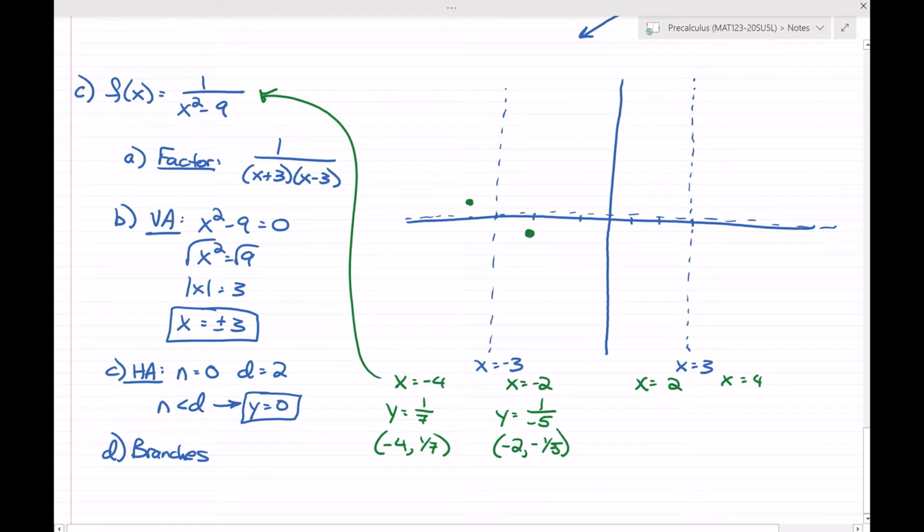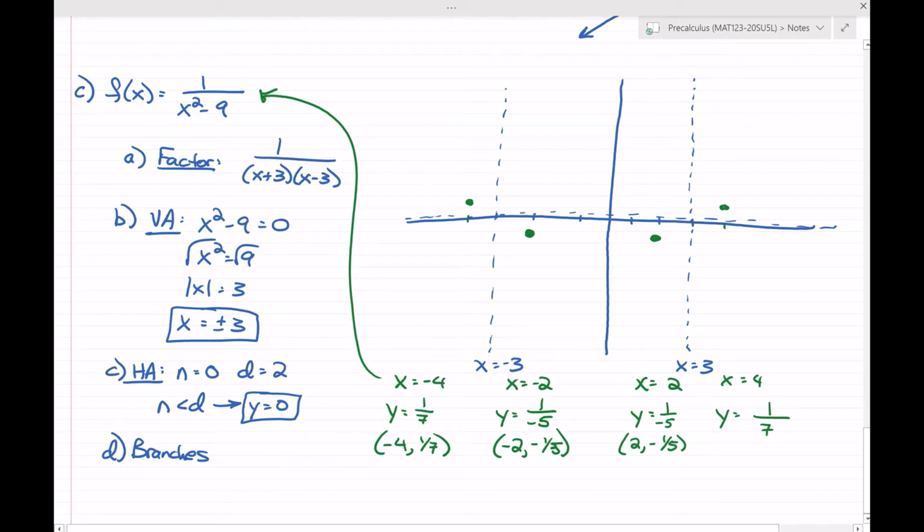Put it right there. We plug 2 in, we get y is equal to 1 over 4 minus 9, which is -5. So we get 2, -1/5. Then if we plug in 4, we get 1 over 16 minus 9, which is 7. So those are our points.